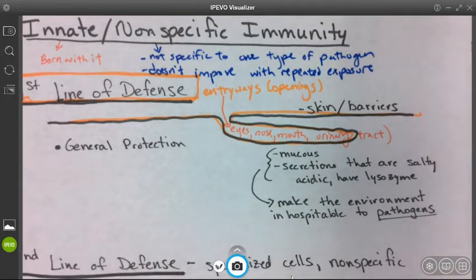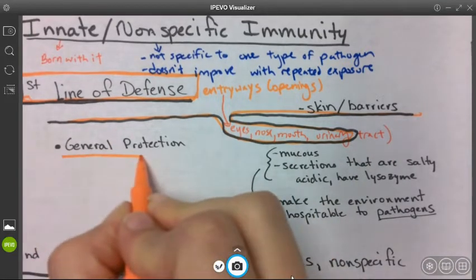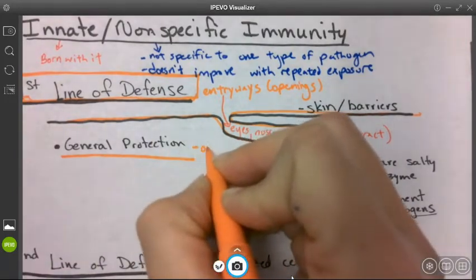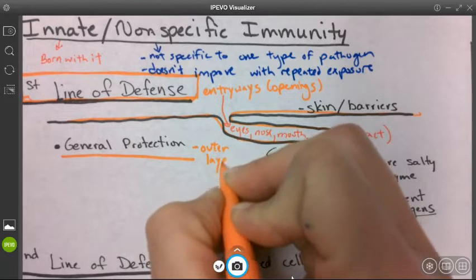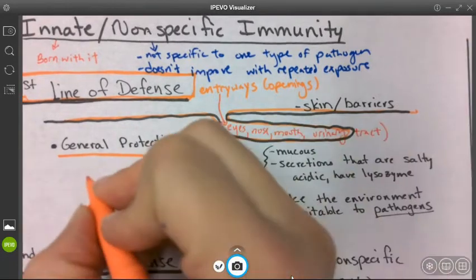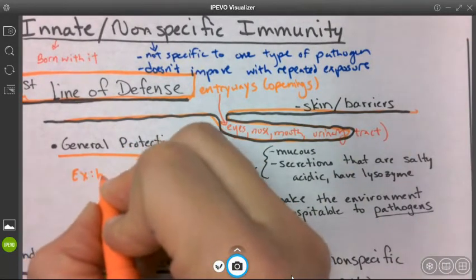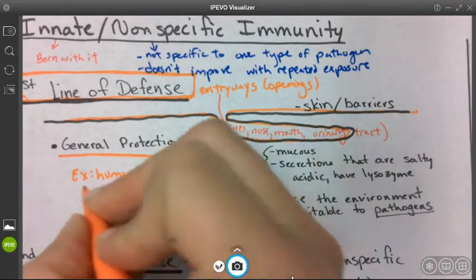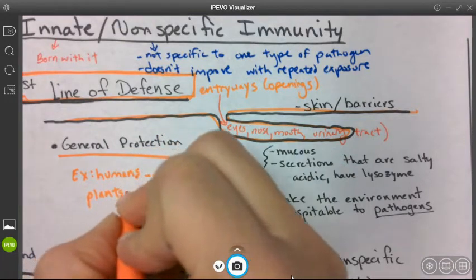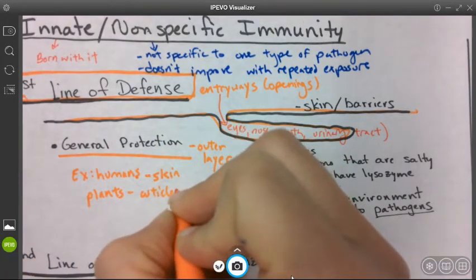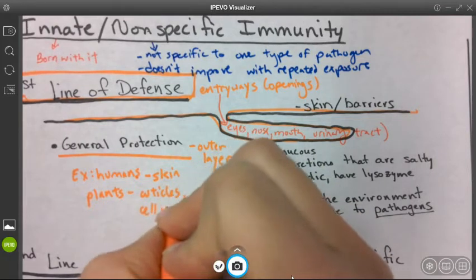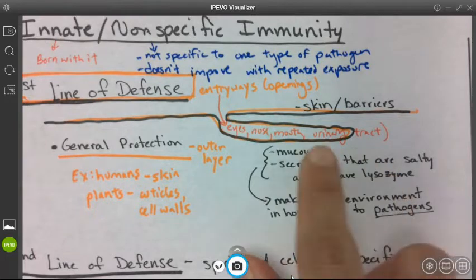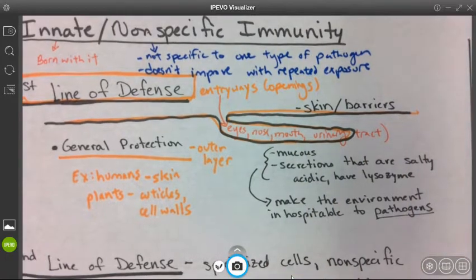So when I think about the first line of defense, I'm really talking about a general protection. An outer layer that's preventing pathogens from getting into your body. For example, with humans, like we're talking about here, we might be talking about your skin. With plants, we might be talking about the cuticles, the waxy coverings on plants, or even the cell walls. Now, what about the openings? The openings of your body also have a first line of defense.